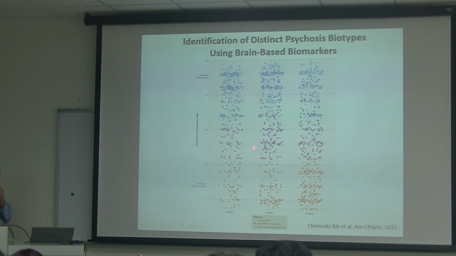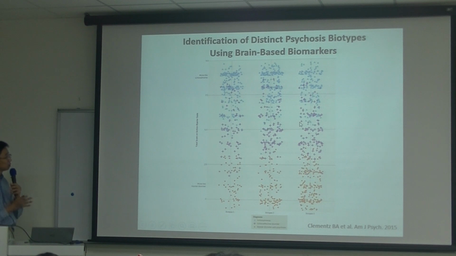For this classification, you can immediately see that for biotype 1, there are more patients with schizophrenia. For biotype 3, there are more patients with bipolar disorder. And that is very reasonable, because we know that bipolar patients usually have better cognitive functions than those you see in schizophrenia. So if you use cognitive function to classify these patients, you will see this kind of distribution.